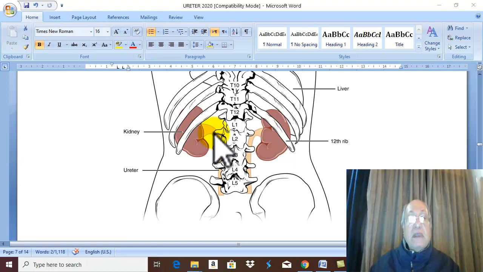Then we descend downward to this famous point on the iliac crest, which is called the posterior superior iliac spine. This is the surface anatomy of the ureter: 5 cm lateral to the spinous process of L2, to a point at the posterior superior iliac spine.